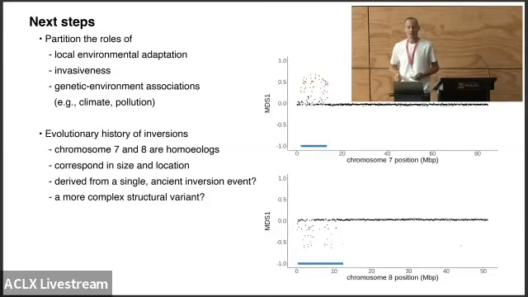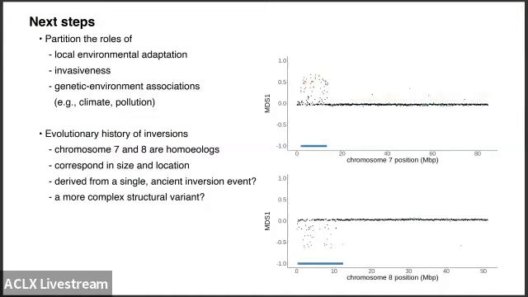There's a lot more we want to do in this work. Up next, we want to partition the roles of local environmental adaptation from invasiveness, so look at genetic environment associations, for example, climate, pollution. We're also really interested in the evolutionary history of these putative inversions. Clover is an allopolyploid, and chromosomes 7 and 8 are homoeologs, which means they share an ancient ancestor chromosome. So what we could be looking at here is a single inversion derived from an ancient event, but there's also the possibility that we're seeing a pattern from a more complex structural variant.